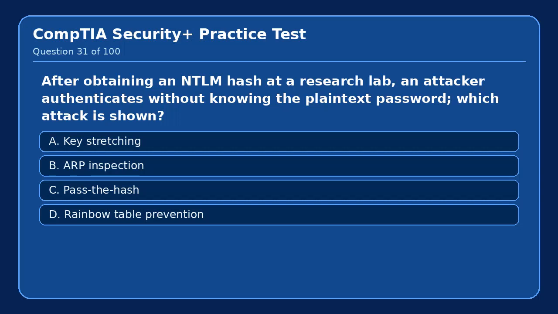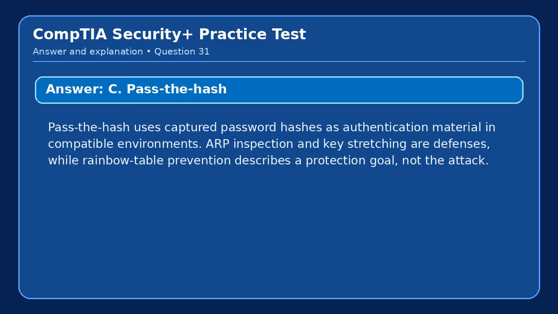The answer is D. Multi-factor authentication. MFA requires another proof beyond the password, reducing the usefulness of stolen credentials. DHCP leases, channel width, and public sharing do not strengthen authentication.